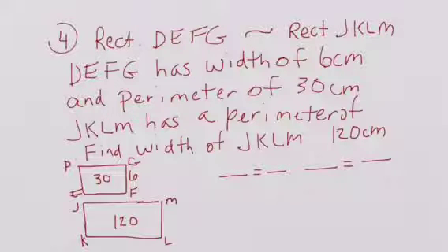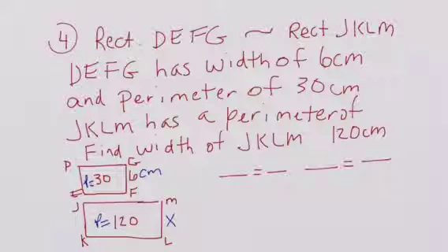All right, for problem number 4, you're going to draw two rectangles. The first rectangle, DEFG, has a perimeter of 30. So you're going to put your P equals 30 inside, that's your perimeter, and it has a width of 6 centimeters. The second rectangle that you're going to draw, JKLM, has a perimeter of 120, and we don't know what the width is, so that's going to be X. So remember that if we have one figure that we don't have any of the measurements, the lengths or the widths, we have to use scale factor in order to find it.